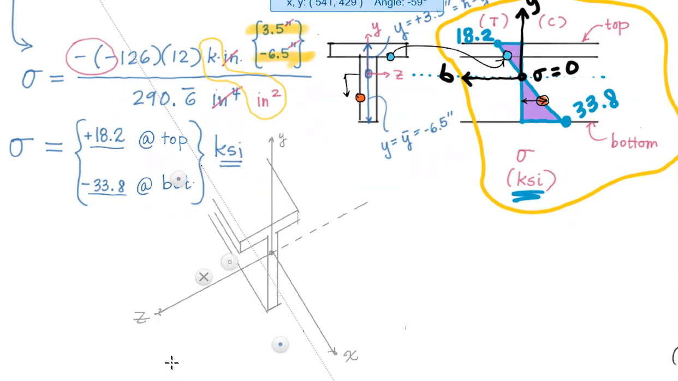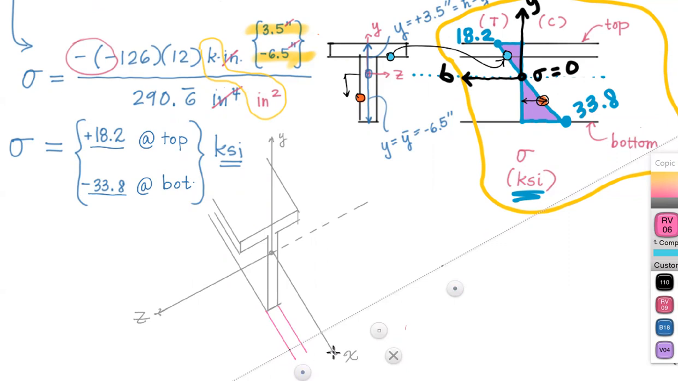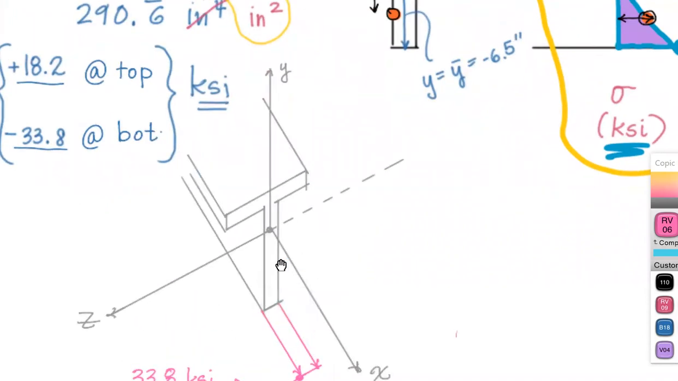All right, let's start with this one, so 60. And at the bottom of this beam, I'll use a pink color to pull with 33.8 KSI of tension. Okay, so this is 33.8 KSI of tension. And I can emphasize the tension. You can always put little arrows on this thing if you want to help visualize that, okay?